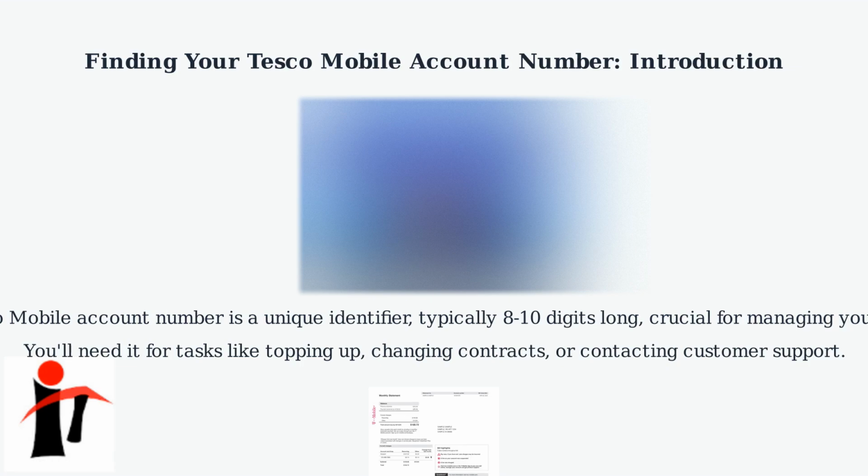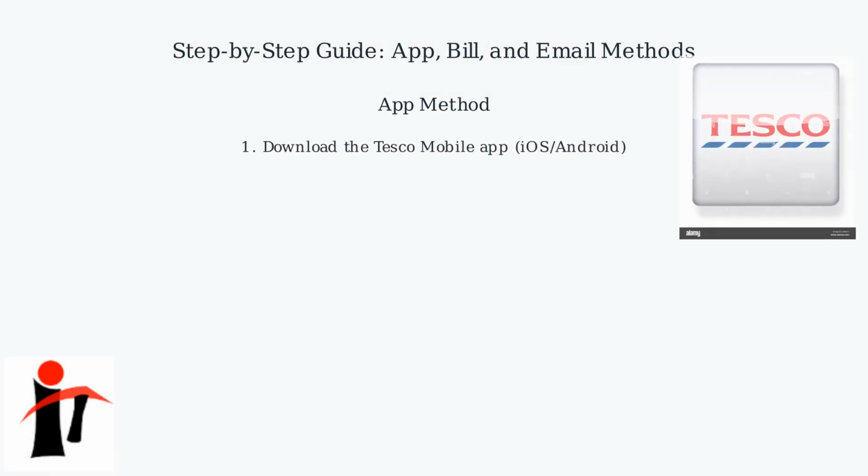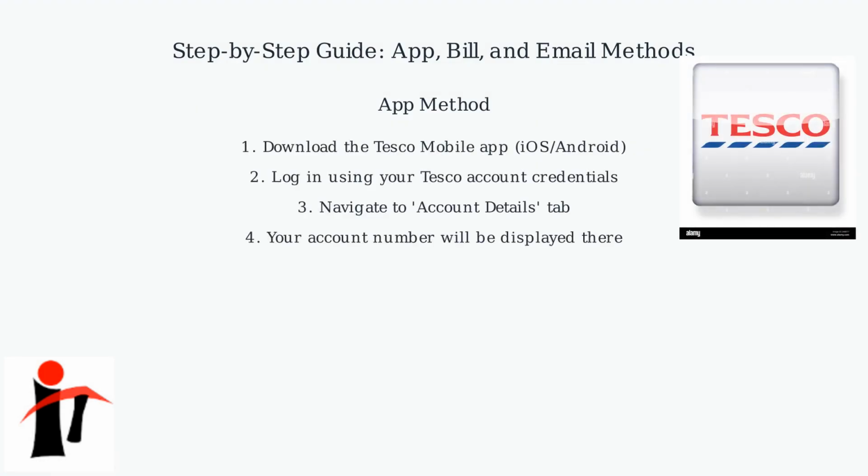As of 2025, the easiest and fastest method is using the Tesco mobile app. First, the app method. Download the Tesco mobile app, available on iOS and Android. Log in using your Tesco account credentials. Once logged in, navigate to the Account Details tab. Your account number will be displayed there.